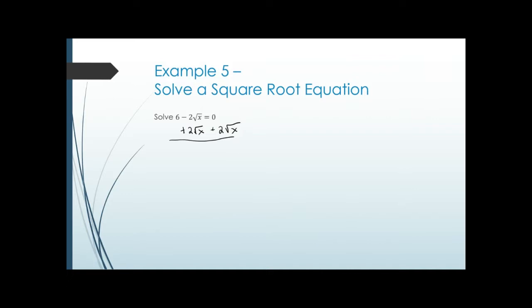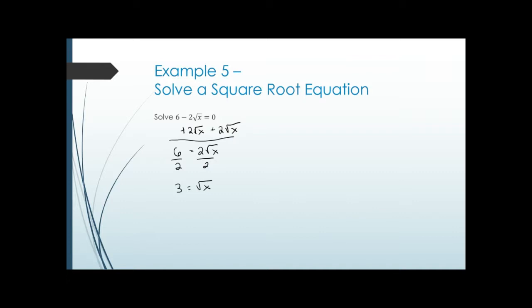So if I subtracted 6, then I just have negatives, and whenever possible, I try to get rid of those so I can have positives. So we have 6 equals 2 times the square root of x. Now I want the square root of x by itself, so I need to get rid of that 2 in front. That is 2 times the square root of x, so we're going to divide both sides by 2. So 6 divided by 2 is 3. So I have 3 times the square root of x.